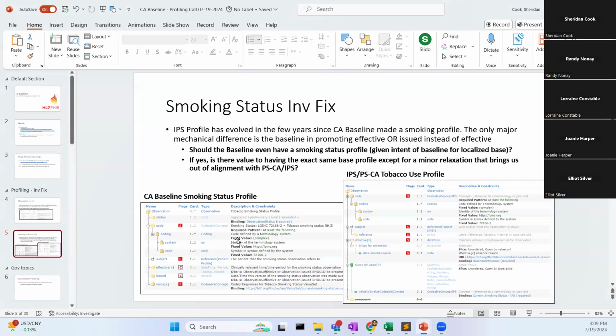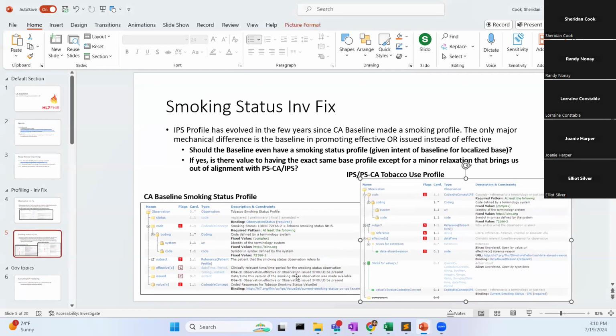That's why some things look similar, because they shared this parent, but we really haven't given the smoking status one a lot of love over the years. The world has evolved, and the profiles have evolved as people have started using them. IPS says you have to have effective in place, but you can send a data absent reason, trying to promote harmonization of systems to support this element. What we had in place with the baseline was essentially an invariant that says you should have either effective or issued.